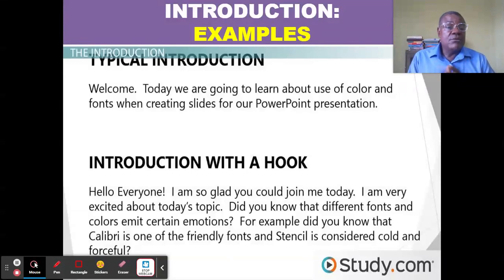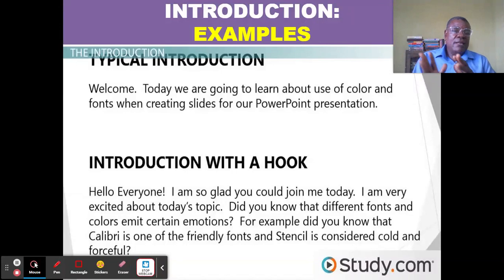Now, according to study.com, the following could be introduction with a hook. Hello everyone, I am so glad you could join me today. I am very excited about this topic. Did you know that different fonts and colors emit certain emotions? For example, did you know that Calibri is one of the friendly fonts and Stencil is considered cold and forceful?